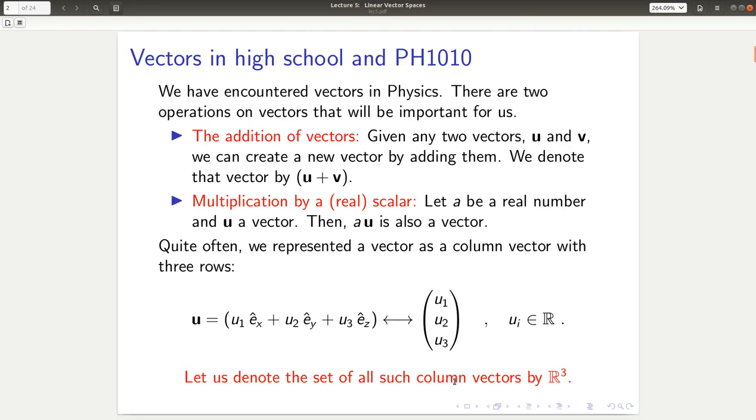So what we will do now is forget about the basis choice, etc., and just focus on this column vector and call the set of all column vectors R3. So right now it's a set R3 with 3 real entries.